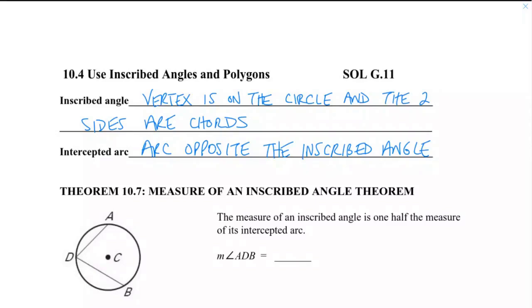In today's lesson, we're going to take a look at inscribed angles and polygons. Let's first start off by talking about an inscribed angle. An inscribed angle is an angle whose vertex is on the circle and two sides are chords. So let's go ahead and get a visual of that.